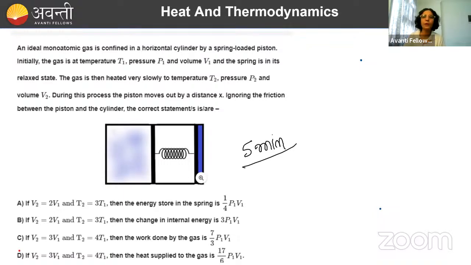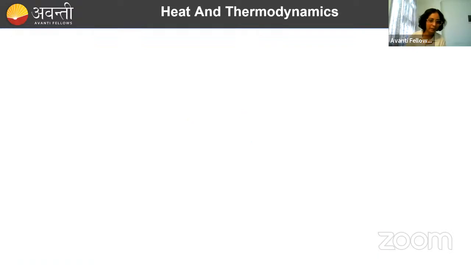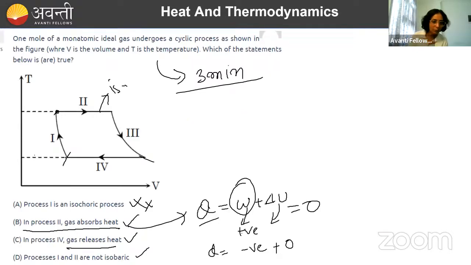TV graph में, if you have to check for the adiabatic, then TV gamma minus 1 will be what? Constant. ठीक है? So T is V gamma minus 1. Done. And this graph will look like what? It won't be a straight line. Done. It will be somewhat curved. क्लियर है, लेकिन यहाँ पे हमारे पास कोई डाउट नहीं था इस ऑप्शन में. क्यों? क्योंकि प्रोसेस 1 एंड 2 आर नॉट आइसोबारिक, दोनों को ही आइसोबारिक के टर्म में ले गया. सो यहाँ पे कोई कंफ्यूजन नहीं हुआ.